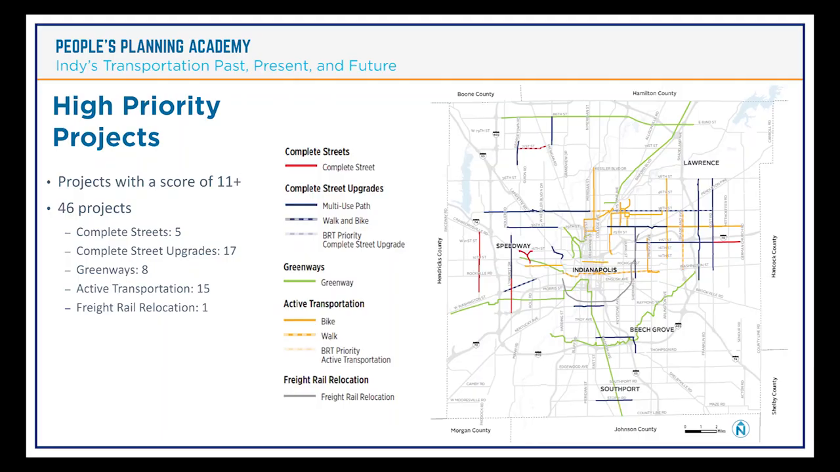And so when you pull out the highest priority projects, this is what the map looks like. So there's five street expansion projects. There's 17 complete street upgrades, and so that's adding the bike ped facilities. And there's 8 greenways. There's 15 bike or ped additions. And then the freight railroad relocation actually pops up quite high in here as well.